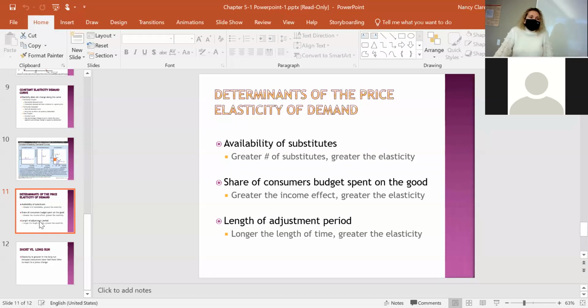So if you think about gasoline, for example, I own a car that I just bought recently, and the only fuel it takes is gasoline. So if the price of gas quadruples, I still have a car that requires it. And so my demand will not be that elastic.